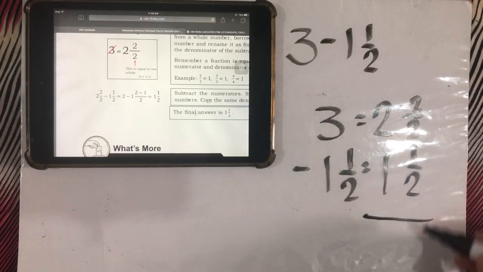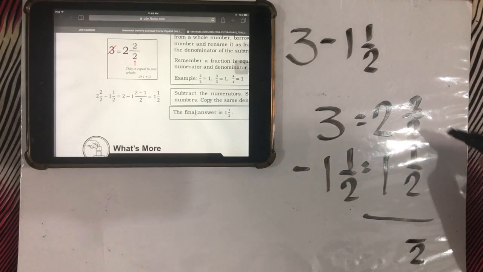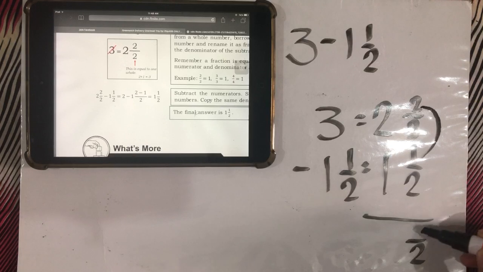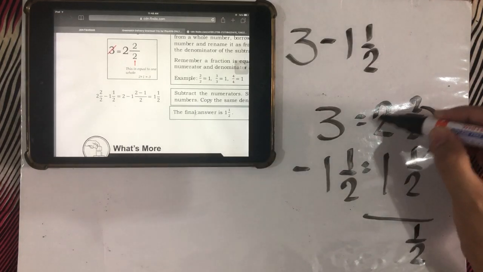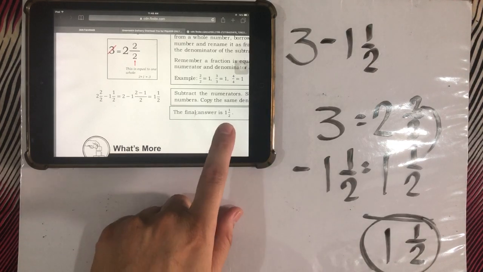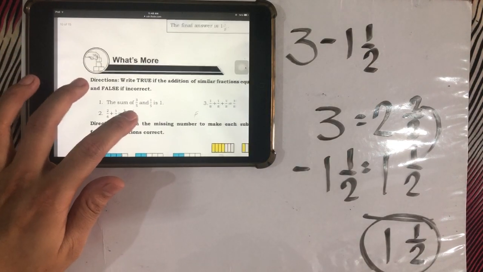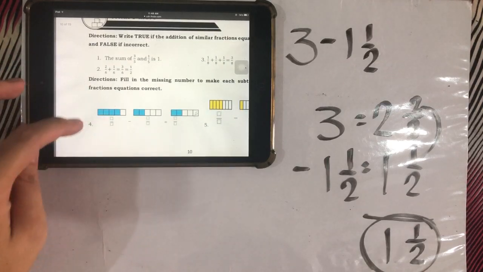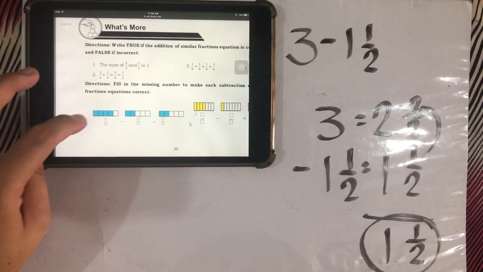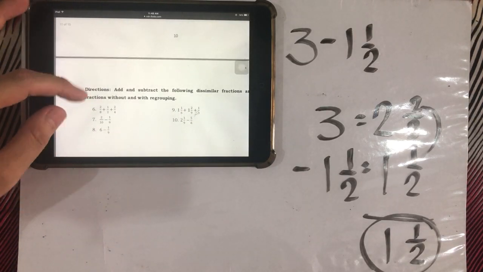Then perform the operation. You have the same denominator, so just copy 2. And then subtract 2 minus 1, you have 1. And then 2 minus 1 again, so you have 1. So your answer is 1 and 1/2. So here, you just need to perform the operation, and then add as well.